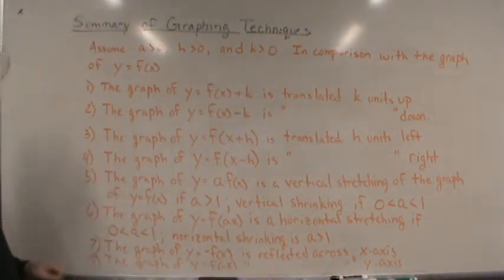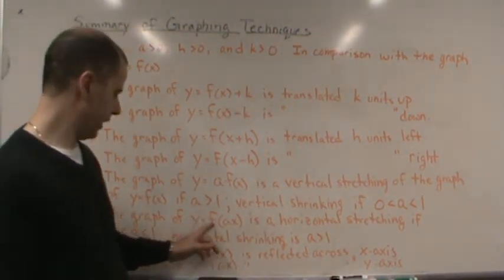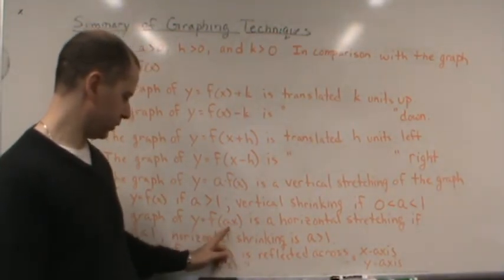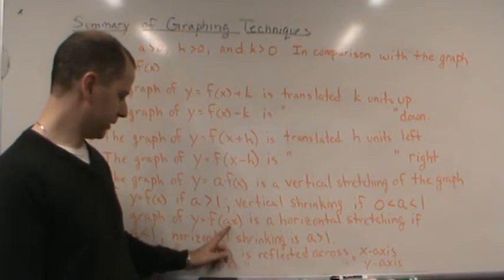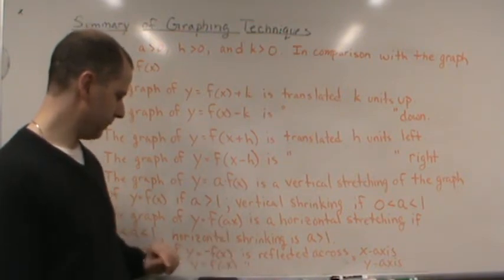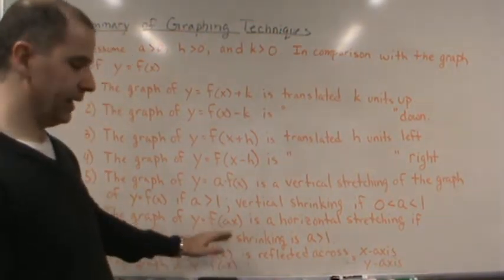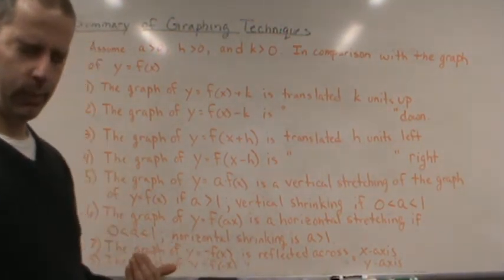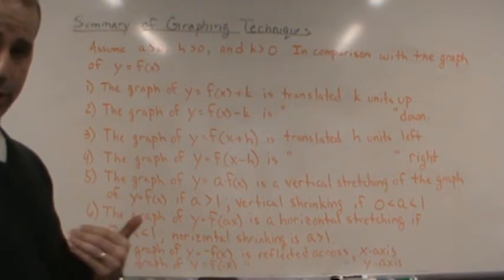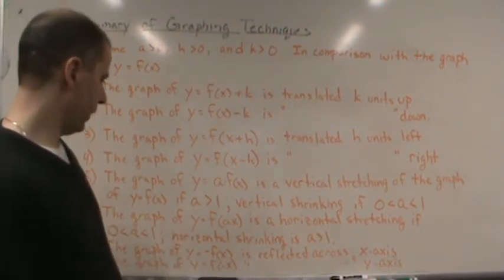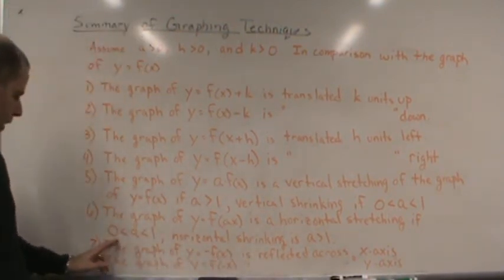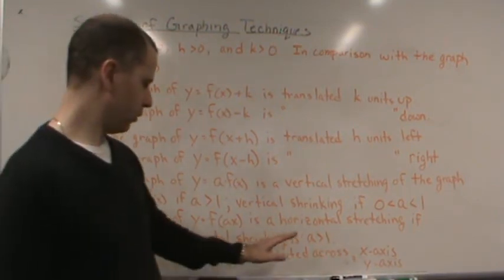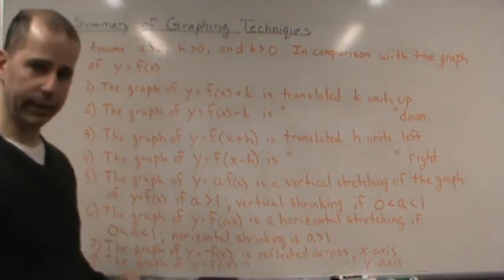And then number 6 says the graph of y equals f of a times x. So now we're multiplying inside the function. We're multiplying values of x by some positive real number a. This is going to result in a horizontal stretch or shrinking. If a is between 0 and 1, it's a horizontal stretch. If a is bigger than 1, then it's a horizontal shrinking.